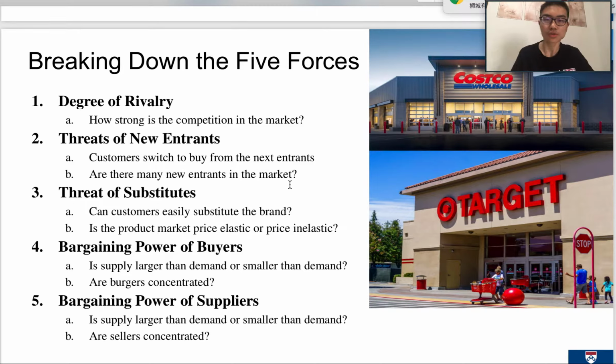Okay, the threat of substitutes is about whether customers can easily substitute the brand. If customers are able to switch from this brand to that brand tomorrow, then there is possibly a threat of substitutes.